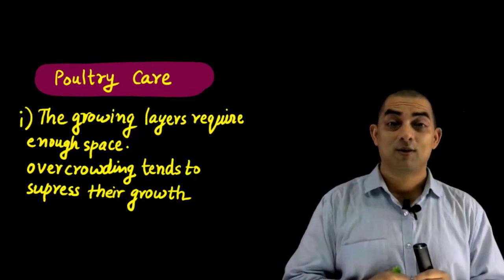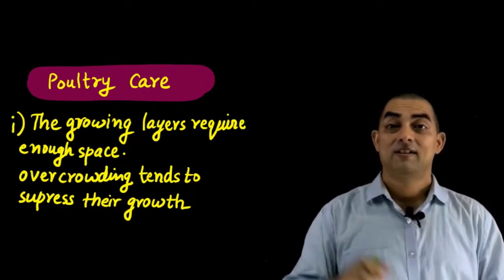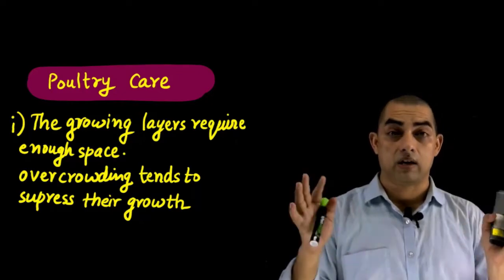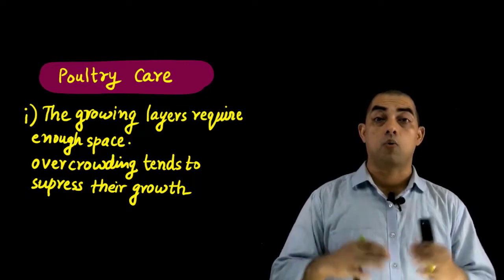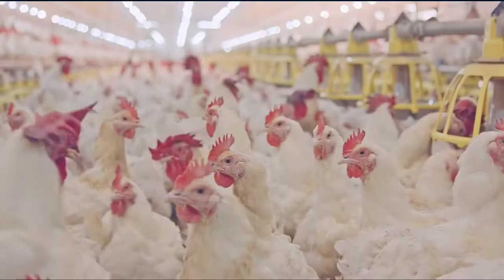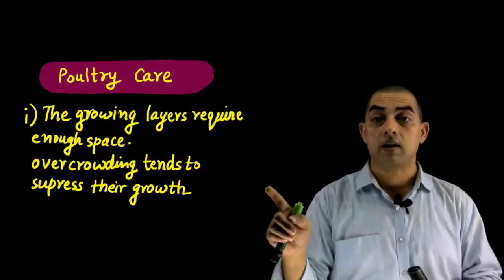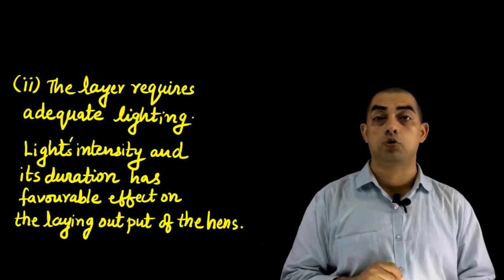Poultry care. So all these birds should be taken great care of. The first point is that growing layers require enough space. So when these egg layers, which give eggs, are growing, they require a lot of space. So there should not be overcrowding. Overcrowding tends to suppress their growth, thereby the quality of egg is going to decrease.